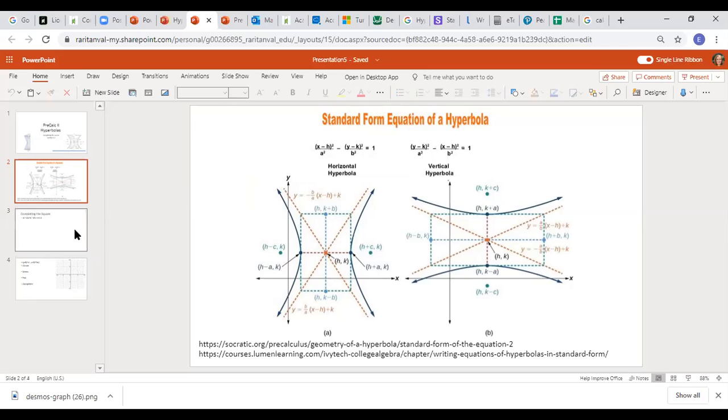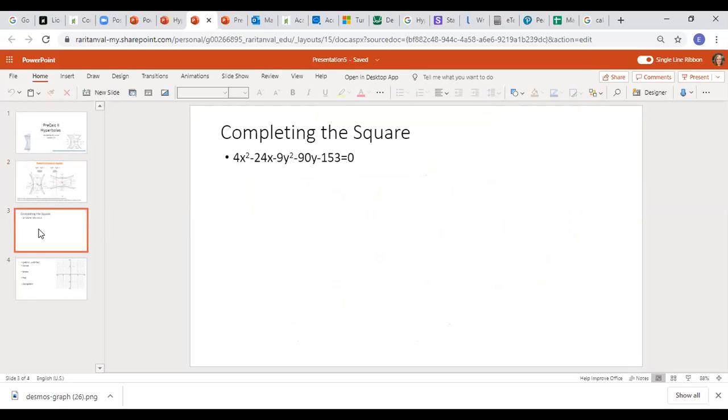Okay, so this is the standard format of our hyperbola. We have x minus h squared over a squared minus y minus k squared over b squared equals 1. Sometimes we're given an equation that looks like this. Sometimes we're given points for the foci and the vertices and asked to put them into this type of equation. But sometimes we're given an equation that looks like this, and we need to get it into some sort of standard form. So we're going to work on that here.